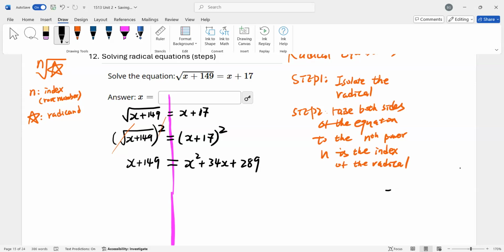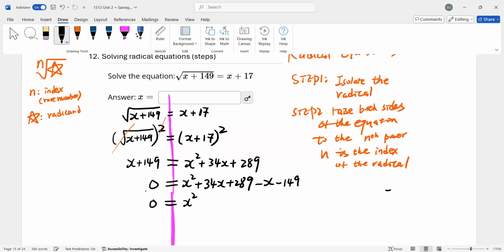And I see this equation is a quadratic equation. I'm going to move everything to the right side. Copy, copy, copy. Move x over. Positive x becomes negative x. Move 149 over. Positive becomes negative. And simplify the right side.